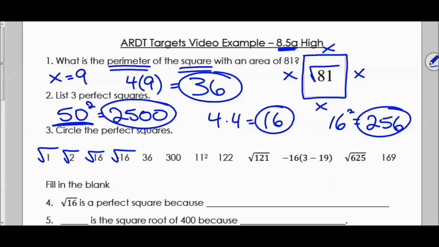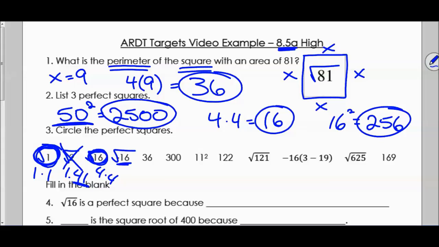If you don't get a decimal, it's a perfect square. So square root of 1 is just 1. That means that's 1 times 1. That's a perfect square. Square root of 2 is about 1.41. That is not a perfect square. Anytime you get a decimal, it's not a perfect square. Square root of 16 is 4. That's 4 times 4. That one's good.